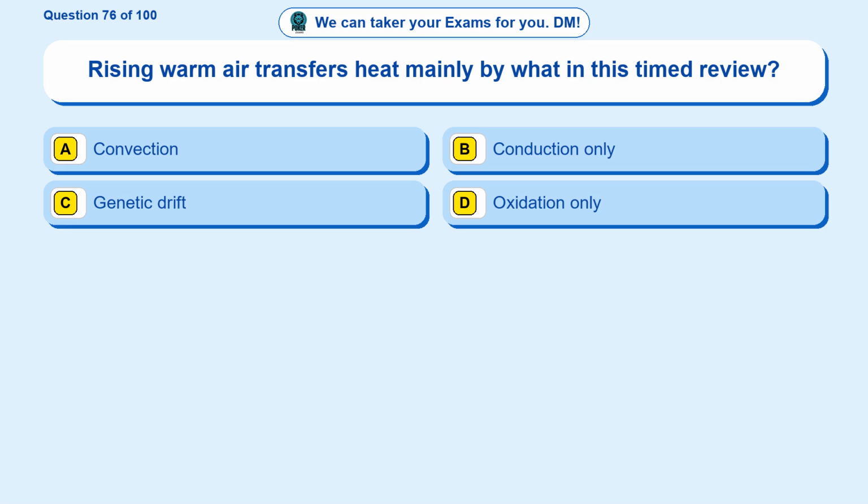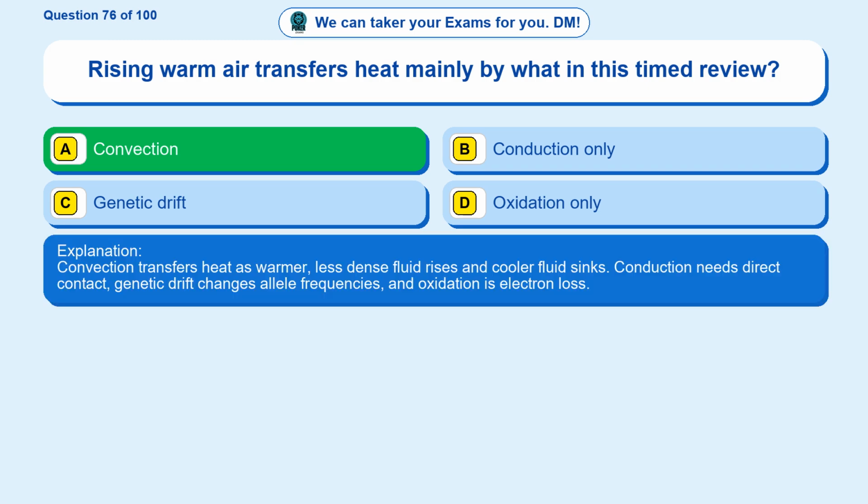Question 76. Rising warm air transfers heat mainly by what in this timed review? Option A, convection. Option B, conduction only. Option C, genetic drift. Option D, oxidation only. The correct answer is option A. Convection. Convection transfers heat as warmer, less dense fluid rises and cooler fluid sinks. Conduction needs direct contact, genetic drift changes allele frequencies, and oxidation is electron loss.